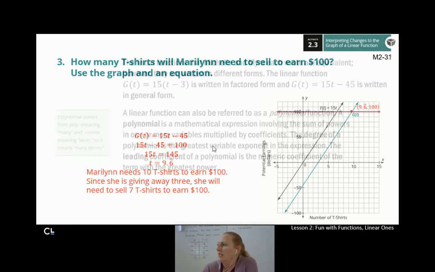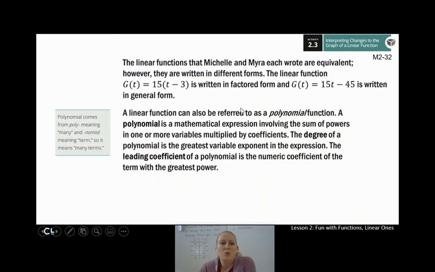But you get the idea. Lovely. So the linear functions that Michelle and Myra wrote are equivalent. They're just written in different forms. The one that Michelle wrote was in factored form, and the one that Myra wrote was in general form. But they're both linear functions. Michelle's form used our x-intercept, Myra's form used our y-intercept. But they're the same thing. They give us the same stuff.